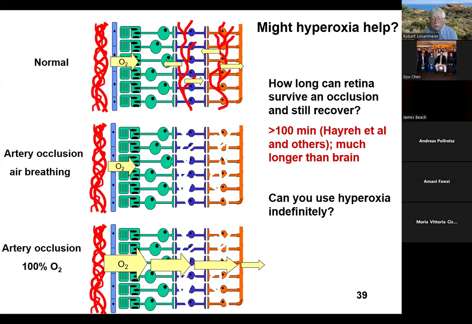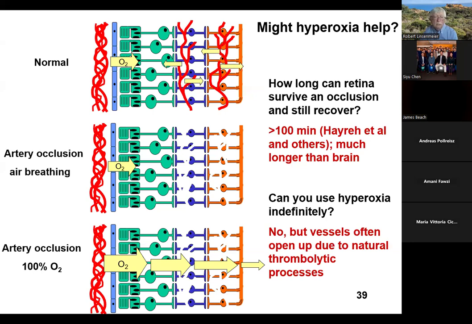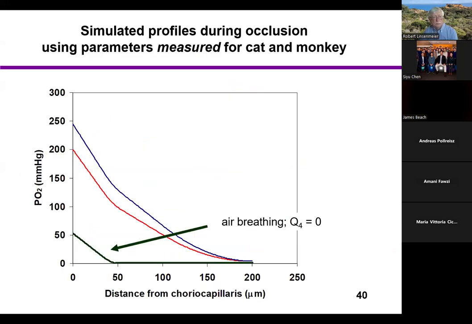Could you use it indefinitely? No. There are toxicity issues with 100% oxygen, but vessels often open up, so you don't really need to use it for extended periods of time. You just need to do it until the circulation fixes itself. So here are curves, again, from the modeling under air breathing, where there's no oxygen in the inner retina. And then with 100% oxygen, we calculate that you can get back about 80% of the metabolism of the inner retina.